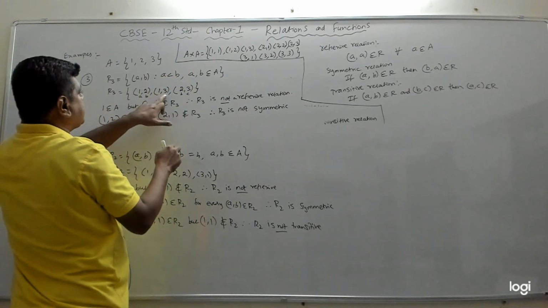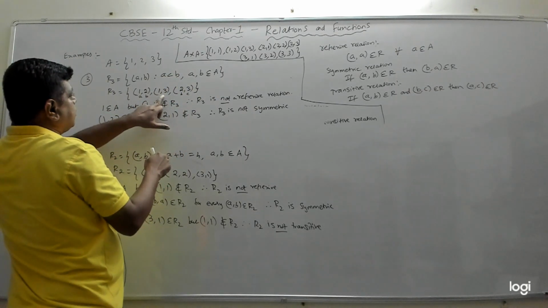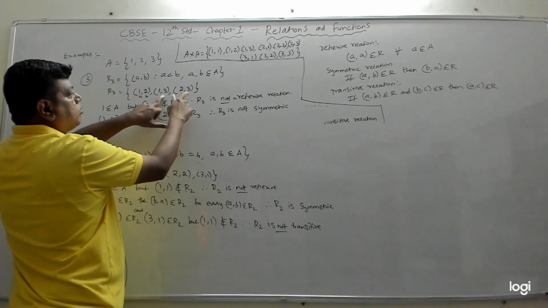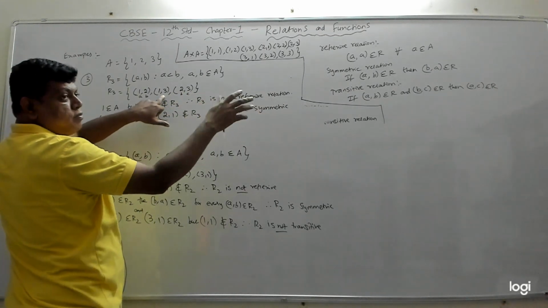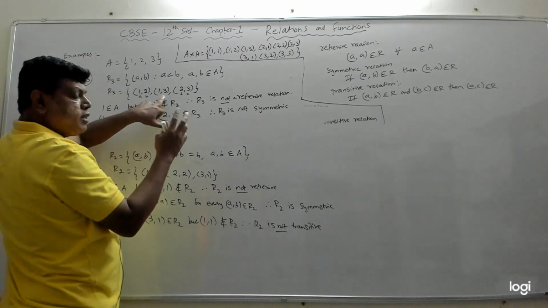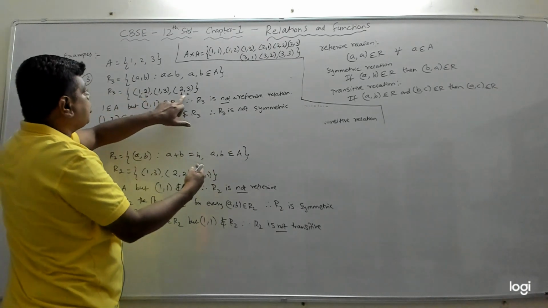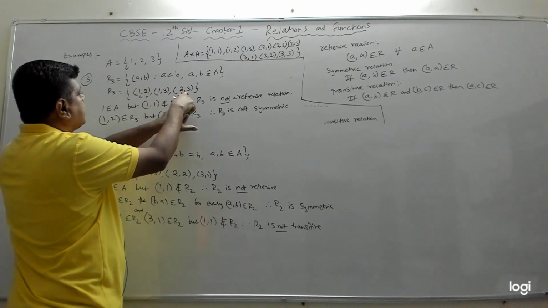Now let's take 1 comma 3. Now the second element: is there any element starting with 3? No. So we are not able to find such two pairs. If we are not able to find such two pairs, it is okay. We will move on to the next one. 2 comma 3. Is anything starting with 3? This is ending with 3.